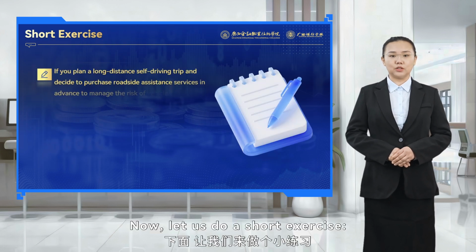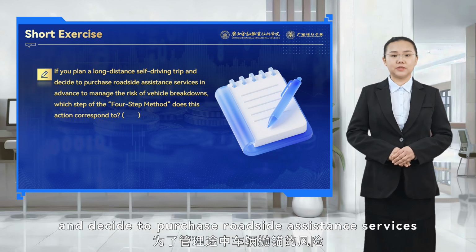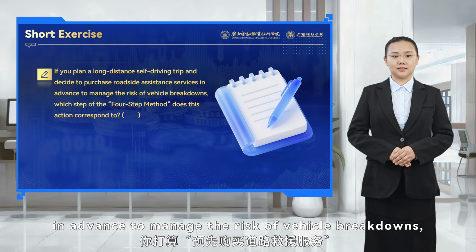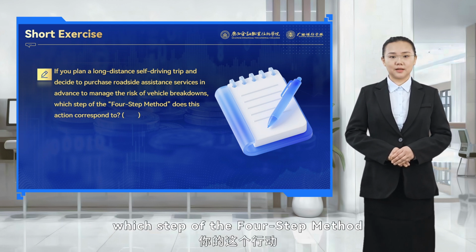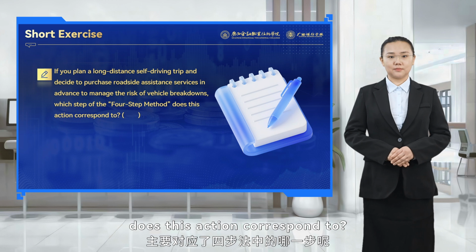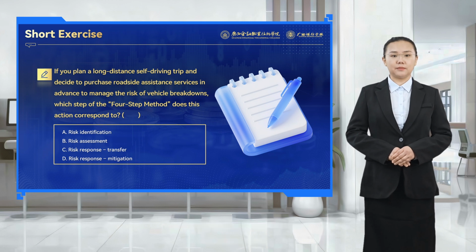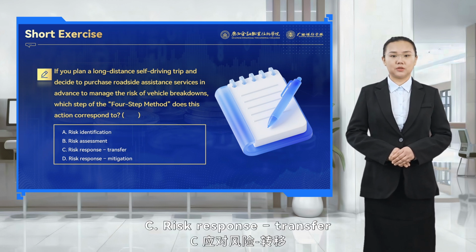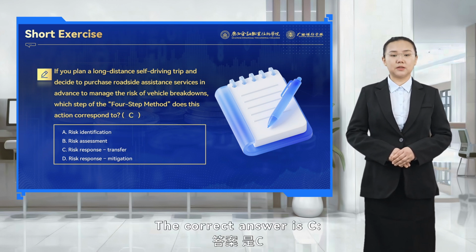Now, let us do a short exercise. If you plan a long-distance self-driving trip and decide to purchase roadside assistance services in advance to manage the risk of vehicle breakdowns, which step of the 4-step method does this action correspond to? A. Risk identification. B. Risk assessment. C. Risk response, transfer. D. Risk response, mitigation. The correct answer is C.